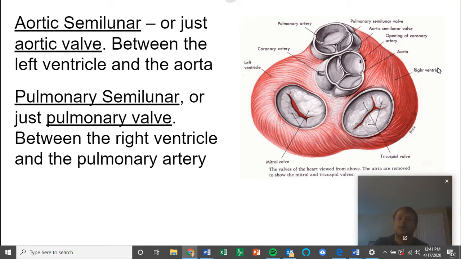So if we look at our image over here, we can see the aortic semilunar valve right there. And then the pulmonary semilunar, or just pulmonary valve, is between the right ventricle and the pulmonary artery. So the pulmonary artery is right here. The pulmonary semilunar is right here. They're referred to as semilunar because they have kind of a half moon shape, which is an easy way for you to remember those as well.